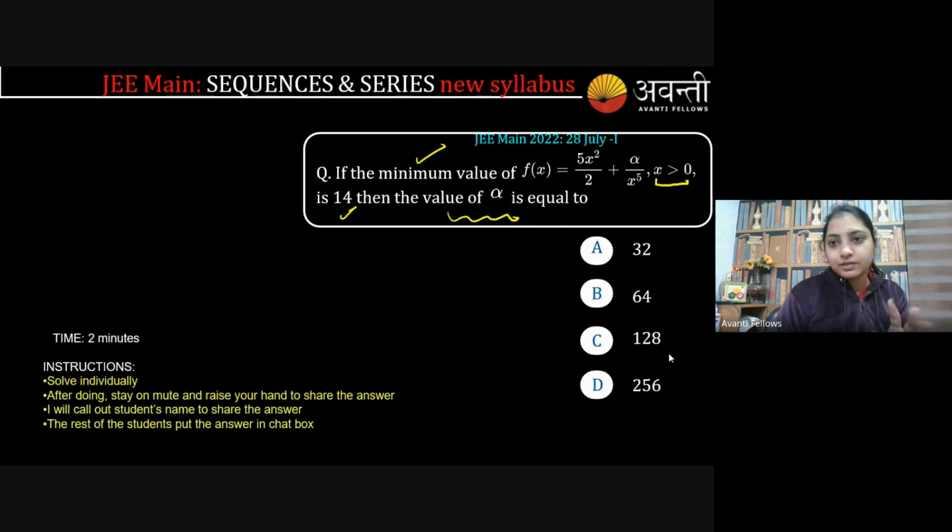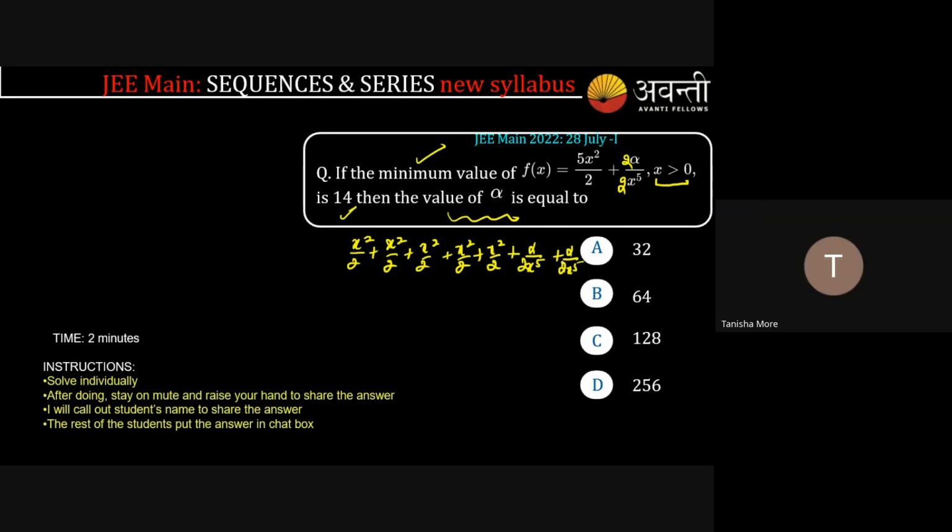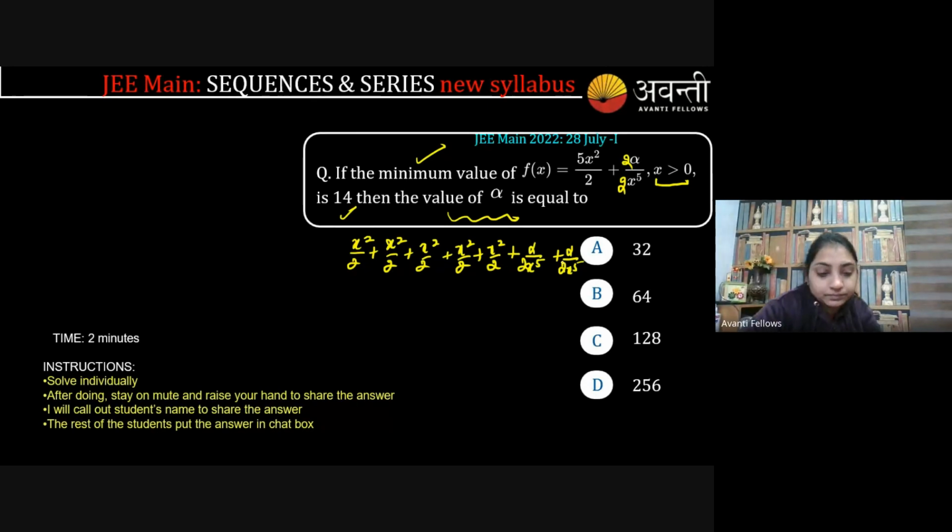But one problem is here that they have given me 5x squared by 2. It means I can rewrite it as x squared by 2 plus x squared by 2 plus x squared by 2 plus x squared by 2 plus x squared by 2. In the same way, if I multiply and divide by 2, then it can be written as alpha by x raised to power 5 plus alpha by 2x raised to power 5. Clear or not? Yes, ma'am. So, how many numbers are there? Now, 7 numbers are there. So, you can rewrite it that way.